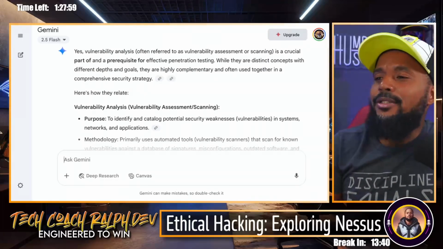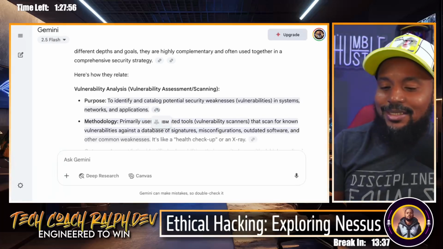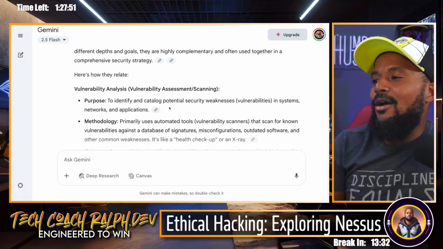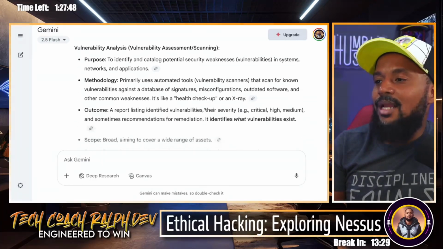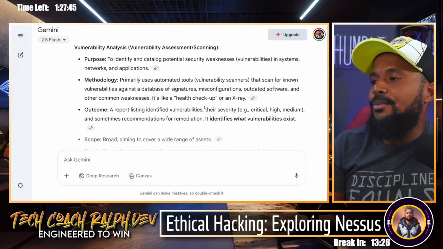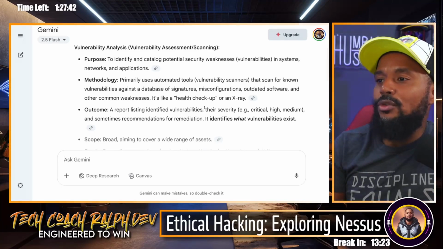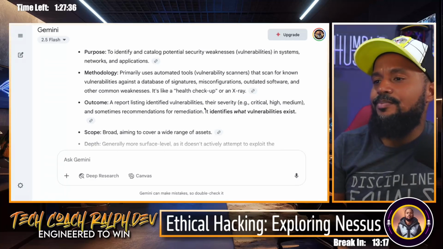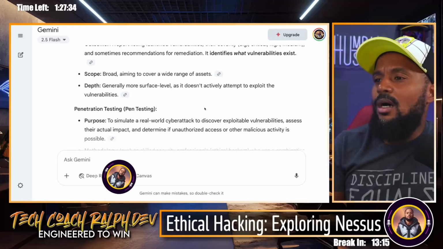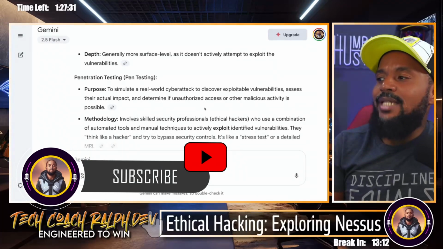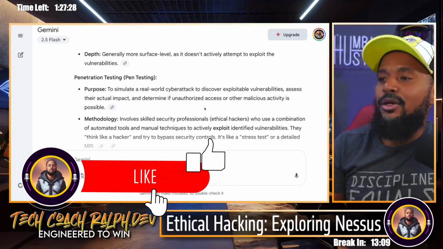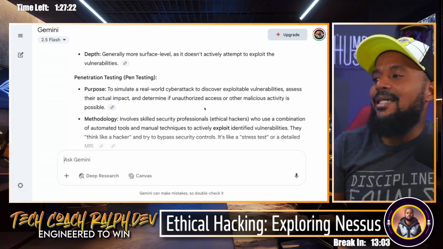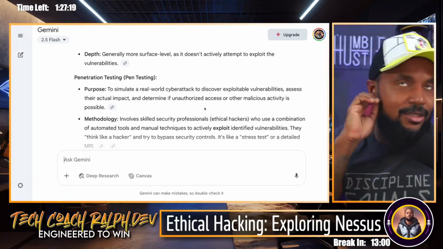All right, so here's how they relate: vulnerability analysis, vulnerability assessment, and scanning. Purpose: to identify and catalog potential security weaknesses, vulnerabilities in systems. Methodology: primarily uses automated tools, vulnerability scanners that scan for known vulnerabilities against a database of signatures, misconfigurations, outdated software, and other common weaknesses. Outcome: a report list. All right, cool. All right, penetration testing: simulate a real-world cyber attack to discover exploitable vulnerabilities, assess their actual impact, and determine if unauthorized access or other malicious activities is possible. So, let's put it like this, though.